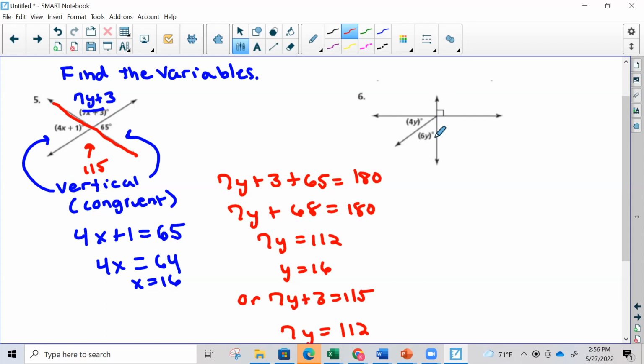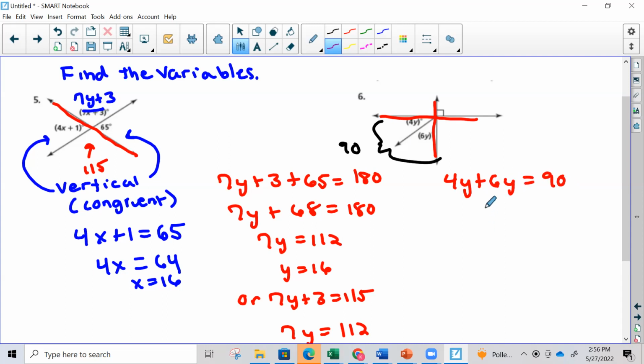And then question 6, we want to find the variables. So we want to find y. Okay, we know this is 90. And so these two angles together make this angle, which is vertical to the 90. So this is also 90, those two angles together. So these here are 90 degrees. And so therefore, if we put them together, which means we add them, they have to equal 90 degrees. And so we have 10y equals 90 and y equals 9.